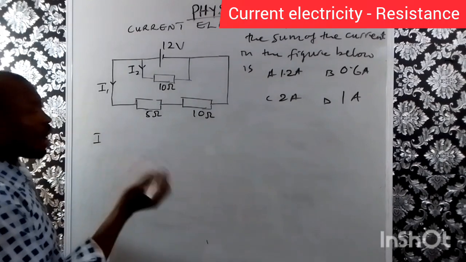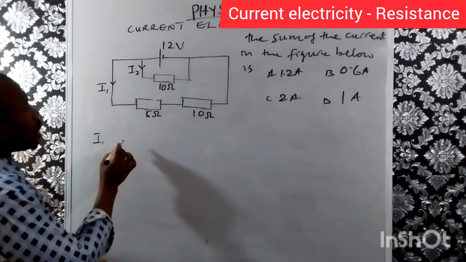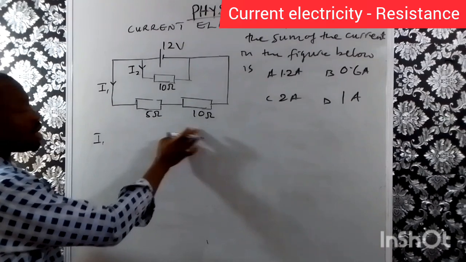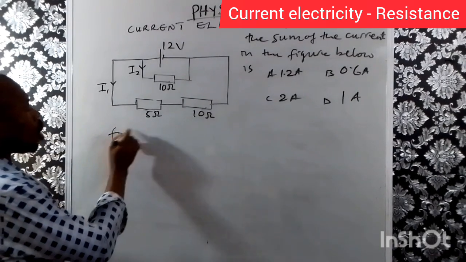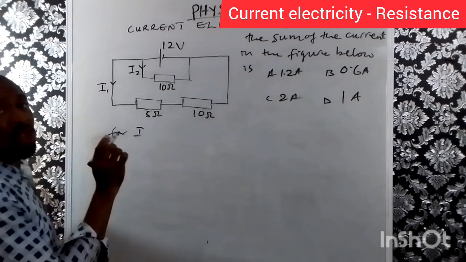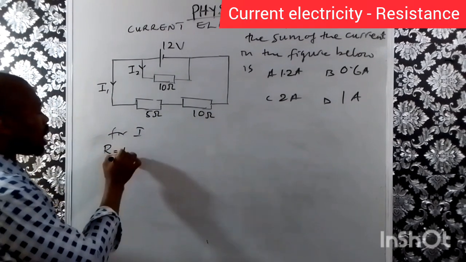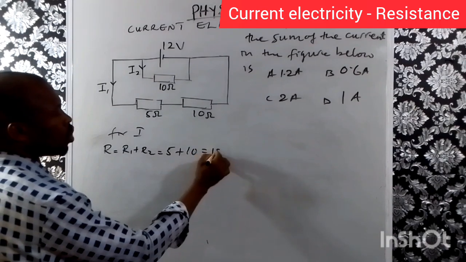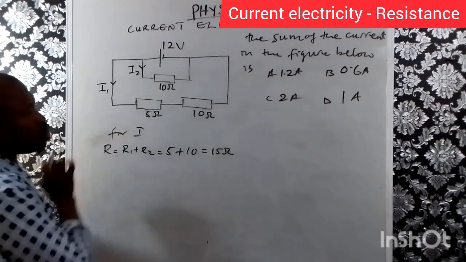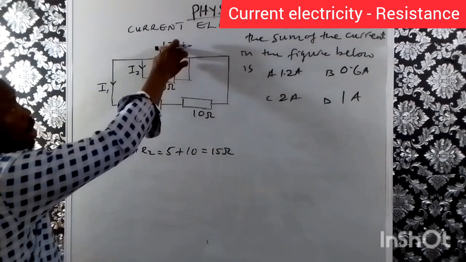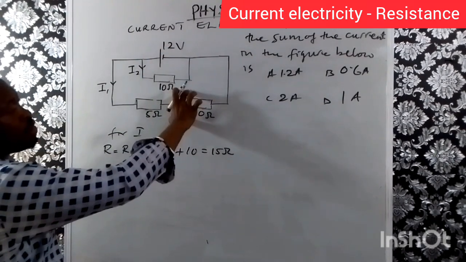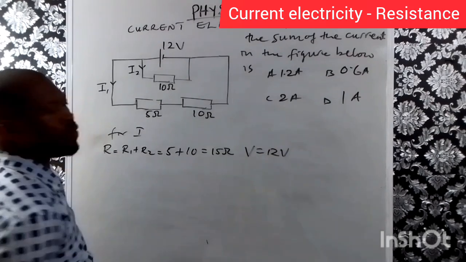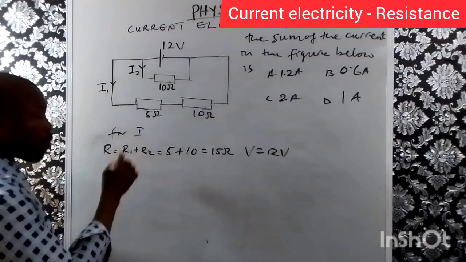If you are calculating for I1, there are 2 resistors here. These 2 resistors are in series. So for I1 first, resolve the total resistance, which is R1 plus R2, which will give us 5 plus 10, which is 15 ohms for just this one. Now, remember what we said, that if you have series connections, the same PD flows. Now, V is 12 volts.